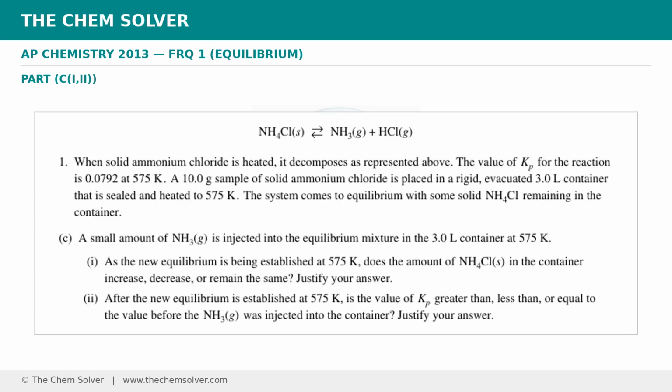A small amount of NH3 is injected into the equilibrium mixture in the 3.0 liter container at 575 Kelvin. As the new equilibrium is being established at 575 Kelvin, does the amount of NH₄Cl in the container increase, decrease, or remain the same? Justify your answer. After the new equilibrium is established at 575 Kelvin, is the value of Kp greater than, less than, or equal to the value before the NH3 was injected into the container? Justify your answer.